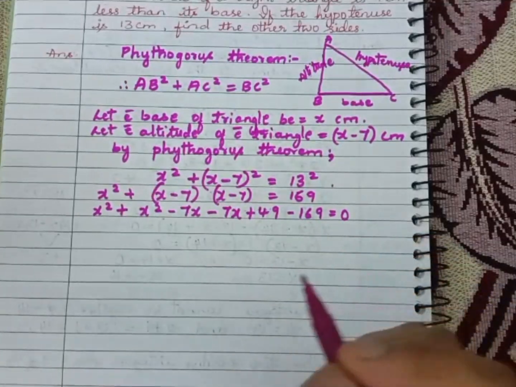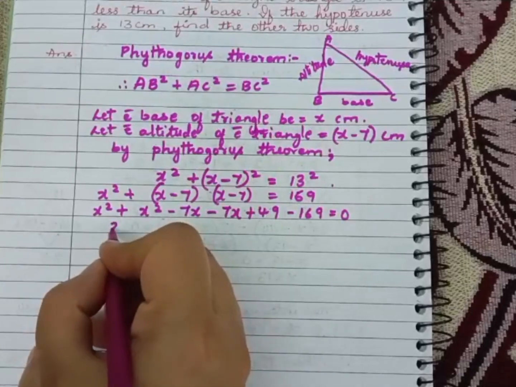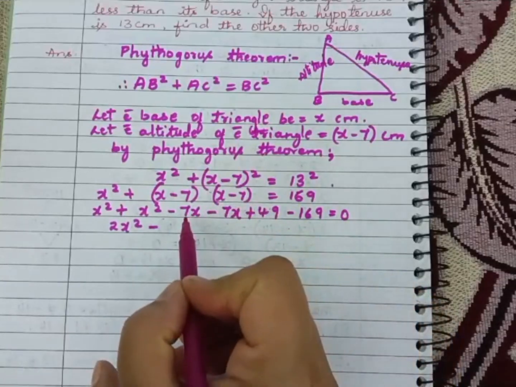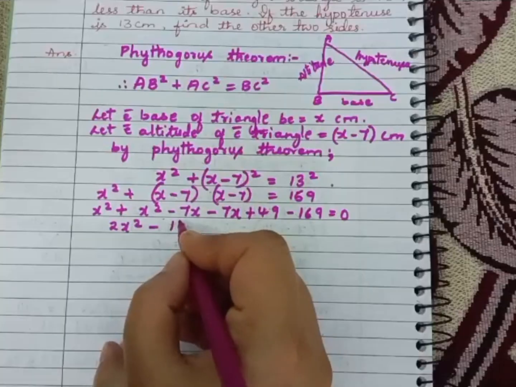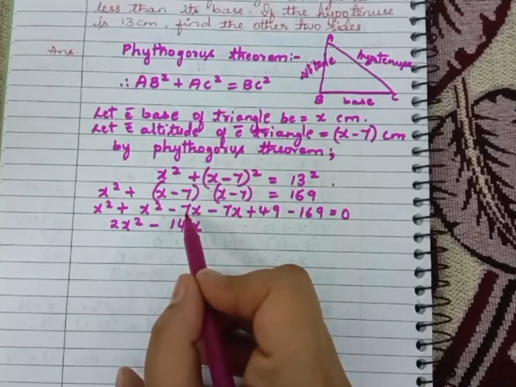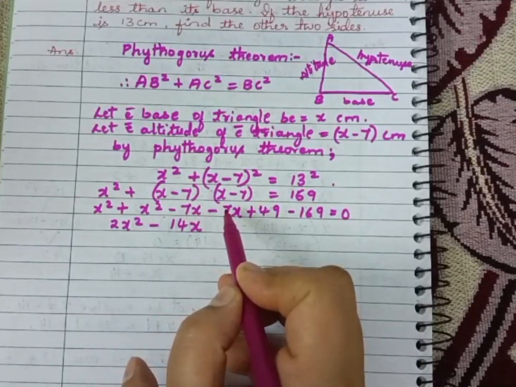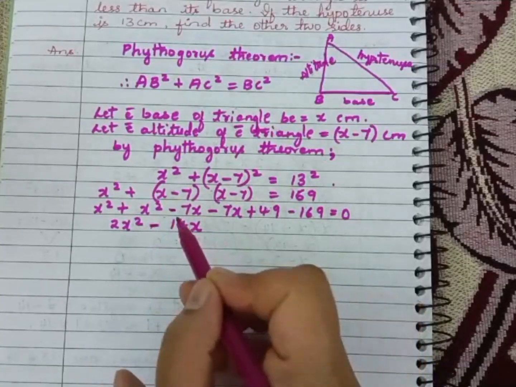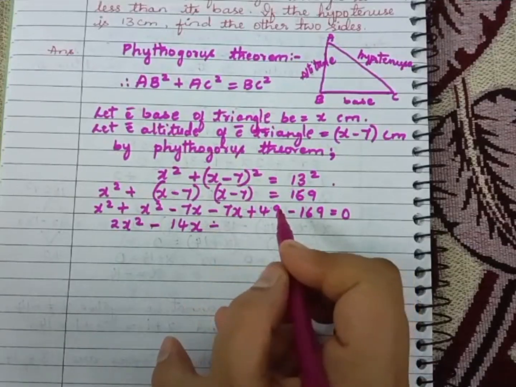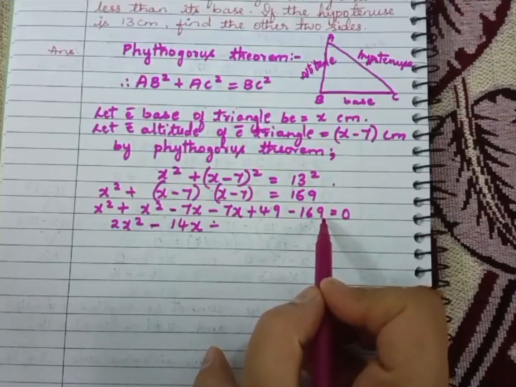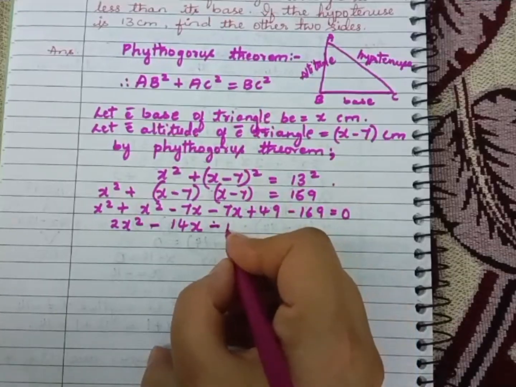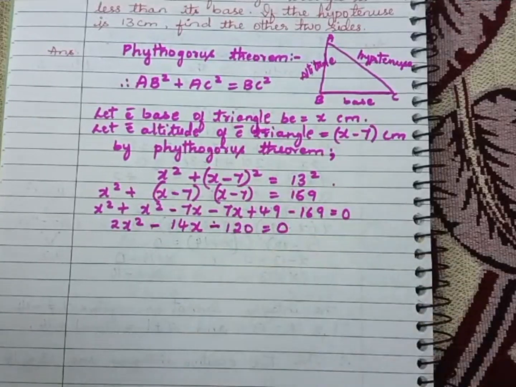Now here x square plus x square is 2x square. Here minus into minus is plus. 7 plus 7 is 14x. Here both are 7 and 7, so the sign I'm going to take as minus. And here plus into minus is minus. 169 is greater here, so I'm going to put minus. Now 169 minus 49 is 120 is equal to 0.